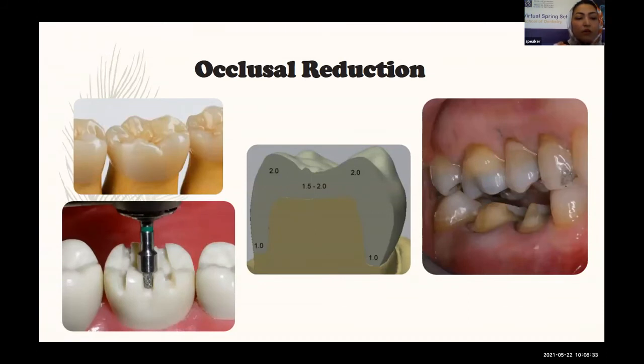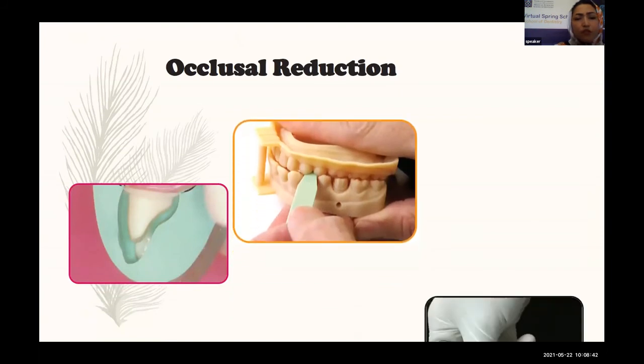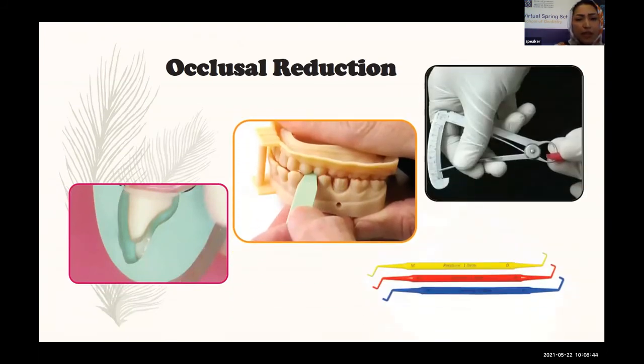We can verify adequate reduction through different ways. For example, a silicone index, these flexi tabs, or even these plastic instruments with different thicknesses. Using the burrs also ensures that there is adequate space.